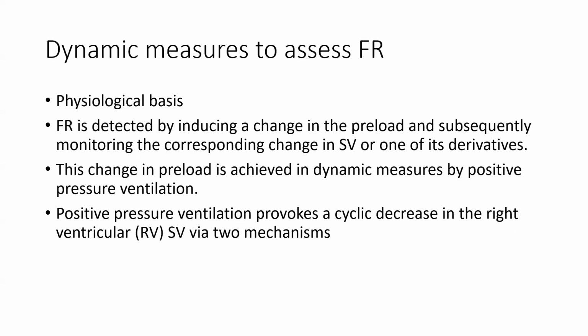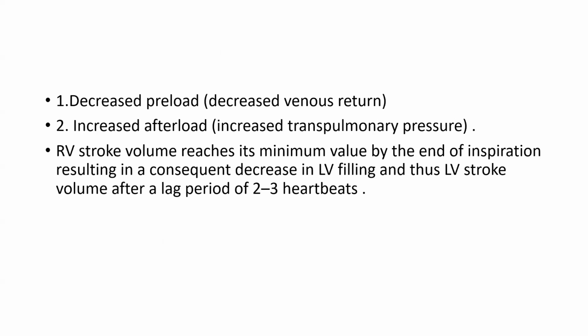Now about dynamic measures to assess fluid responsiveness. Physiological basis: fluid responsiveness is detected by inducing a change in the preload and subsequently monitoring the corresponding change in stroke volume or one of its derivatives. The change in preload is achieved in the dynamic measures by positive pressure ventilation. Positive pressure ventilation provokes a cyclic decrease in right ventricular stroke volume via two mechanisms: decreased preload and increased afterload.